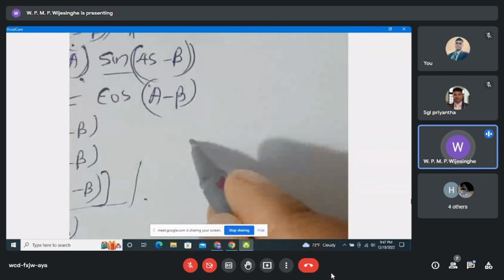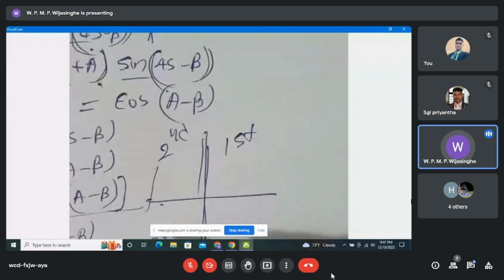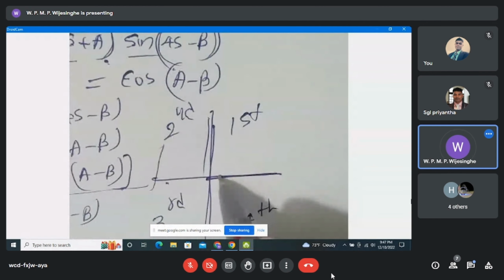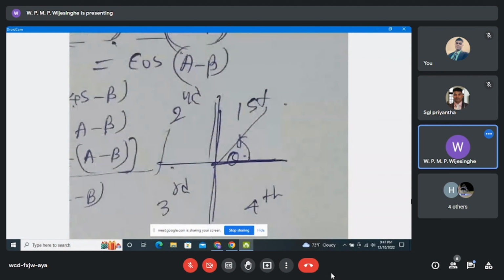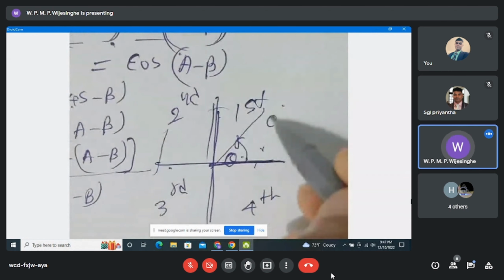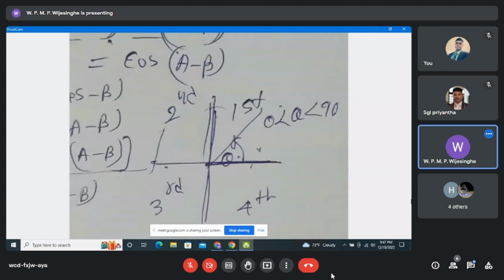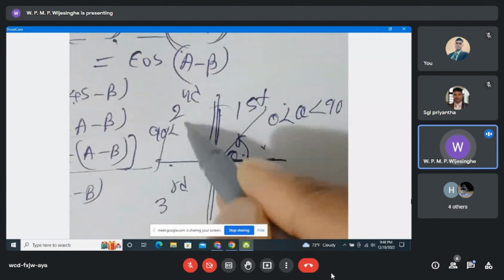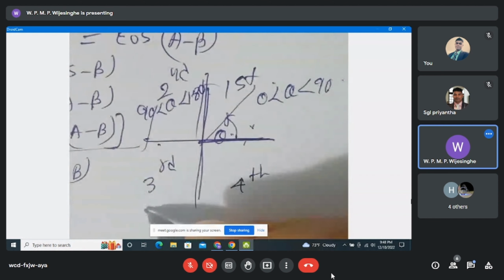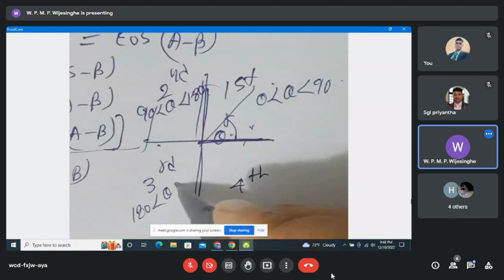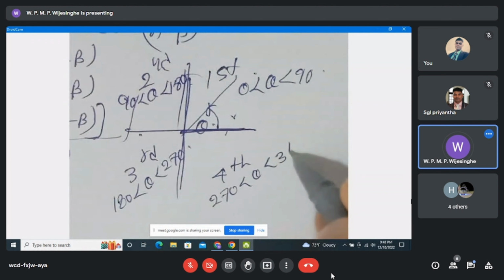I will tell you something more than that. Here, consider this first quadrant, second, third, fourth. When the angle theta is measured from here, in this side it means 0. Here, theta is greater than 0 but less than 90. Here, it is greater than 90 but less than 180. Right? Here, greater than 180, less than 270. Here, greater than 270 but less than 360.